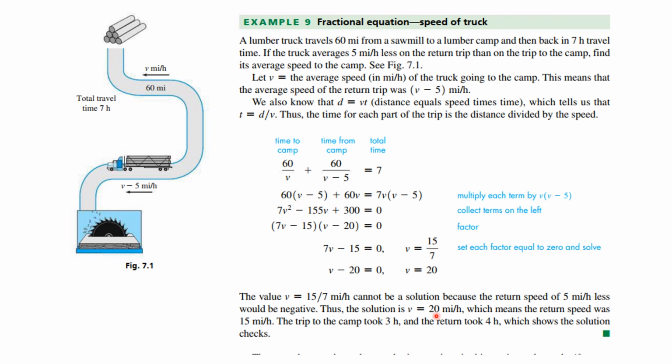That means the return speed was 15 miles per hour. That was what we were to find. And the trip to the camp took 3 hours, and the return took 4 hours, which shows that the solution indeed does check.